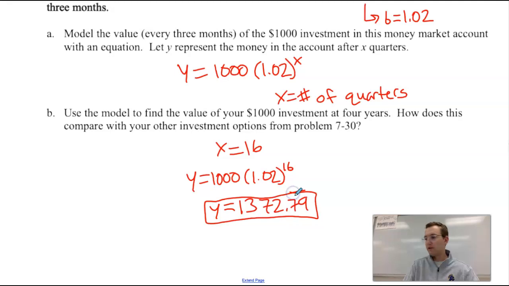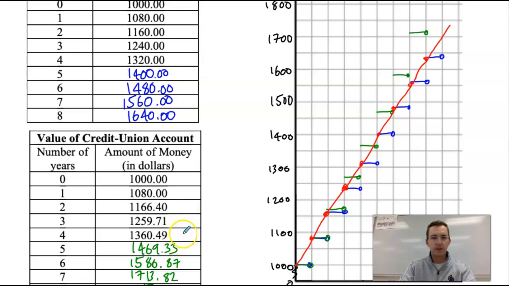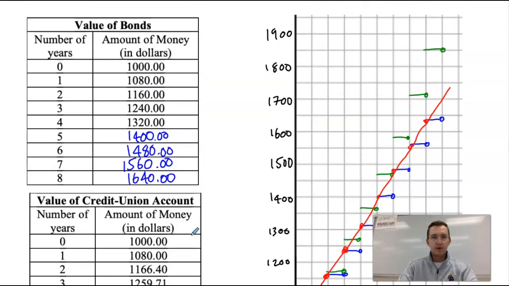So if we compare that to our other 2 equations, if we go back in our notes to our tables, after 4 years, which one is going to be the highest? Again, keep in mind $1,372. Let's go back and take a look. At 4 years here, we've got 1,320, 1,360.49. So if we compound more often, we're going to be making more money long term. So again, compounding more frequently, we'll be making more money faster, instead of just compounding once a year or just doing the simple interest with our bond.